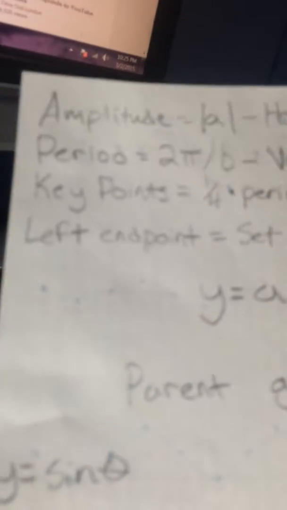Alright, so next up we have the horizontal shift. Now this one's a little bit different than all the other ones, and I'll explain why here in a second, but it's a little more confusing, so it will take me a second, but I think we will get through it. So, on the horizontal shift, this is the one where you have to find the left endpoint, like what I was talking about earlier. And that's where you set what's inside the parentheses to 0 and solve.